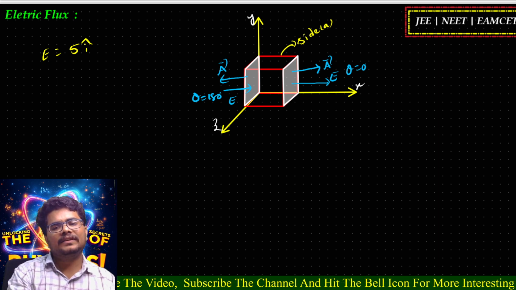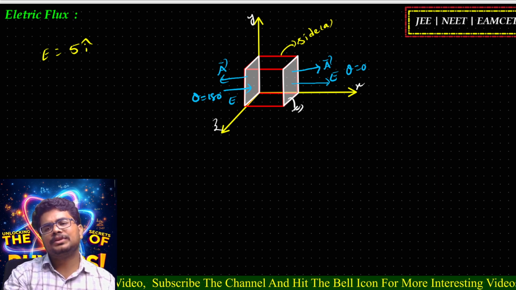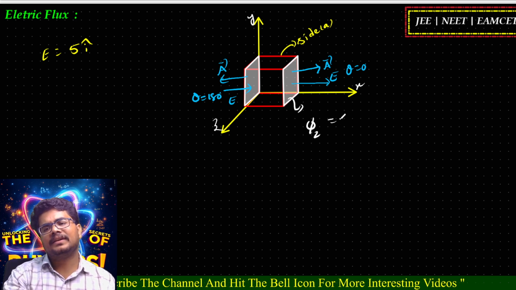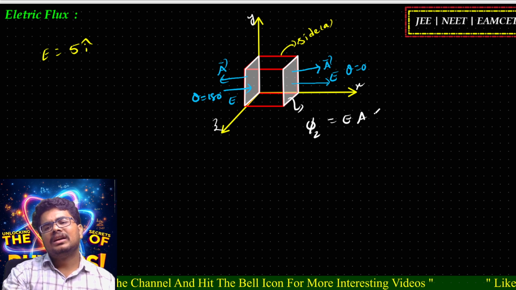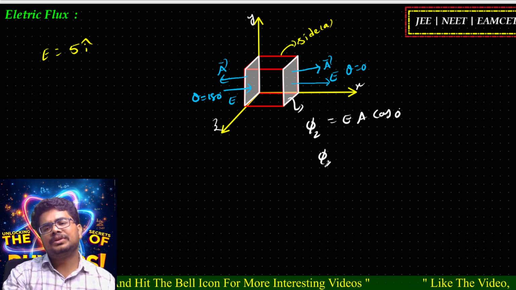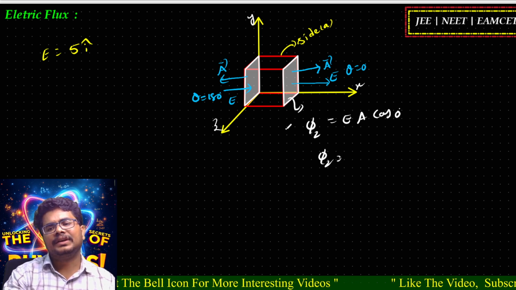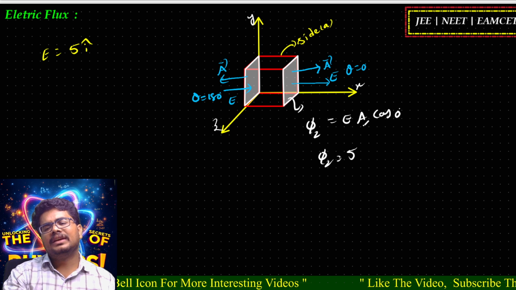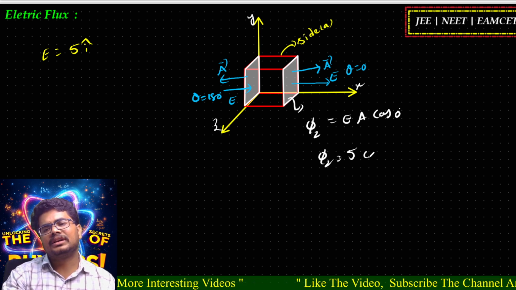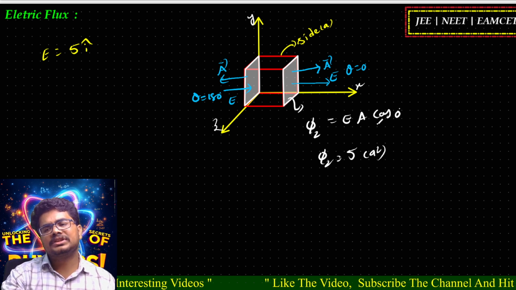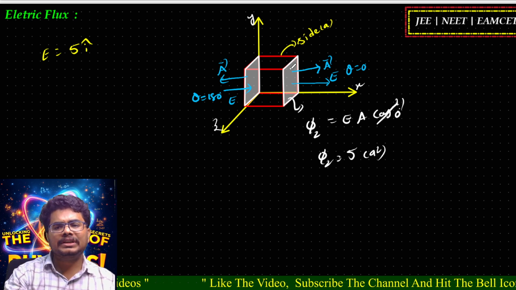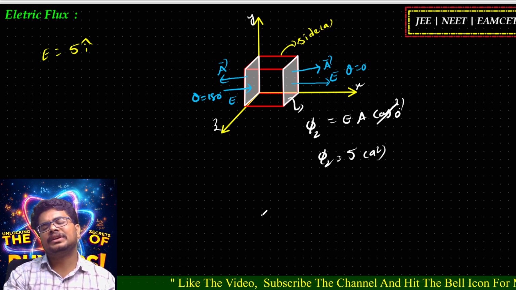About this surface, find the flux. If you want to find the flux about this surface, the flux at the second surface, let me assume this is the second surface. What you can write is EA cos theta. Theta value is 0. So flux 2 equals E value, which is 5, into A value. Side length is A, so this is also A, so A square. Cos 0 is 1. That's why flux 2 equals 5 into A square. About this surface, 5 into A square flux is contributed.